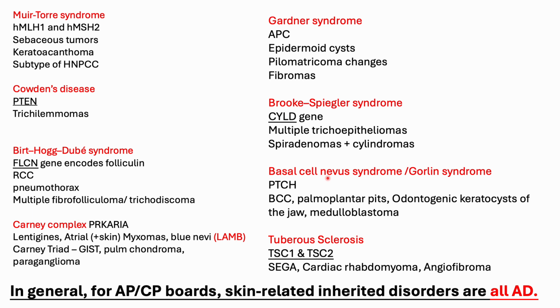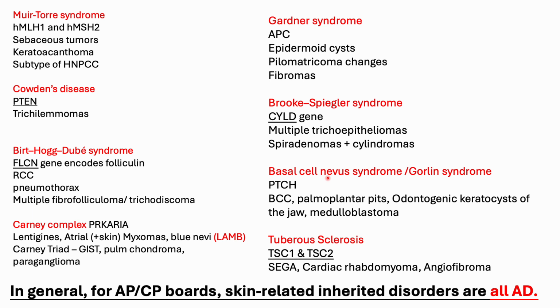Next one also important in this dermpath is the Brooke-Spiegler syndrome. Affected gene is the CYLD. The patient may present multiple trichoepitheliomas on their face and head and neck region. And because of the multiple, maybe hundreds or even thousands of the trichoepithelioma on the entire face or the scalp, one of them someday will break bad, become a basal cell carcinoma or trichoepithelial carcinoma. And also it is associated with some sweat duct tumors such as the spiradenoma and the cylindromas as well.